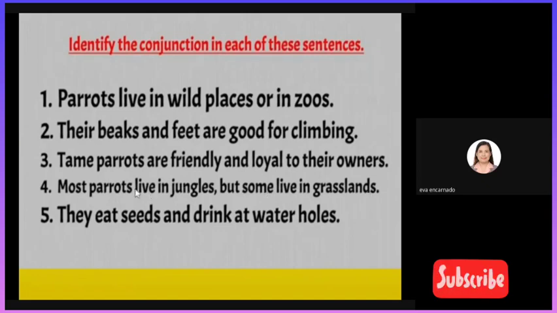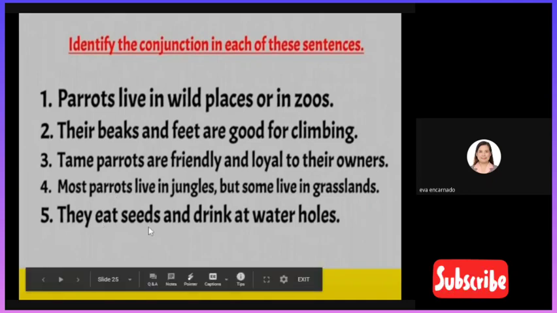Okay, this is your compound sentence. Kasi nakita niya may comma. That's your first independent clause, and then your coordinating conjunction, and then the second, some live in grassland, is your second independent clause. They eat seeds and drink at water holes. So number 4, ang inyong coordinating conjunction. Number 5 is and. Okay?